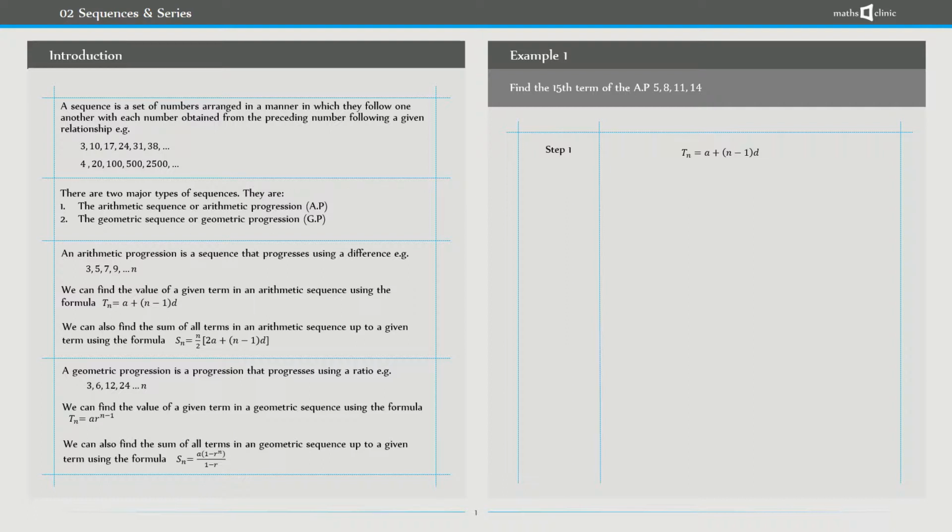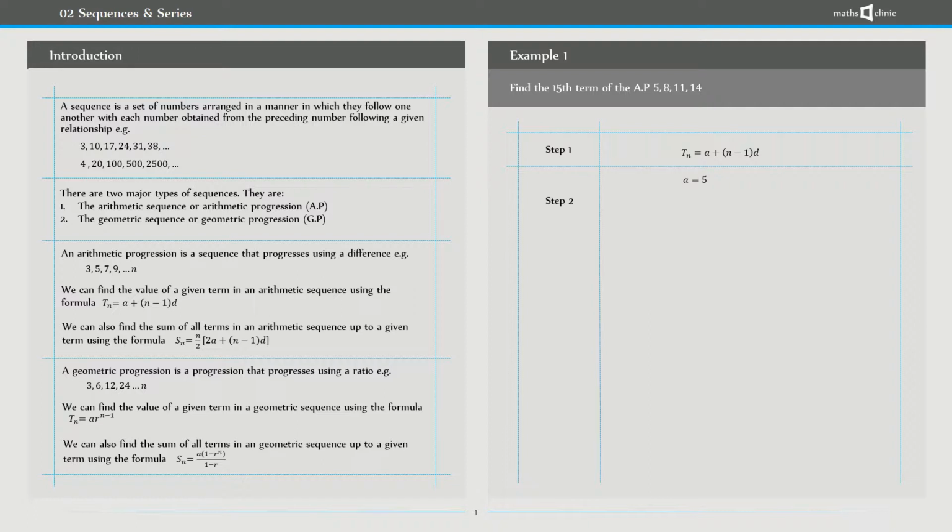Okay, so we've been asked to find a term of an arithmetic progression, and the formula we need to use here is Tn equals a plus (n minus 1)d. Okay, and then the next thing we need to do is identify our parameters. So we need to know what a is, what n is, and what d is.